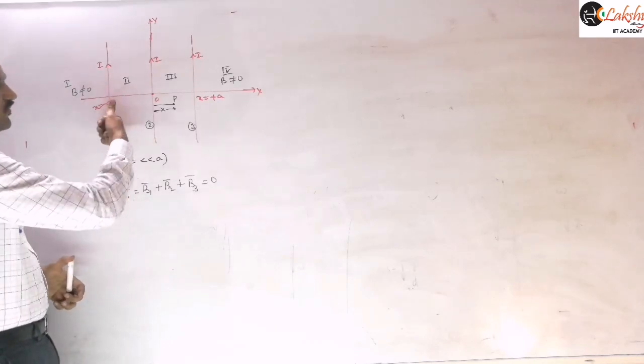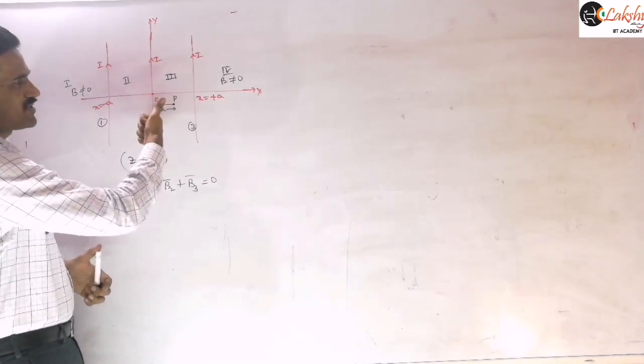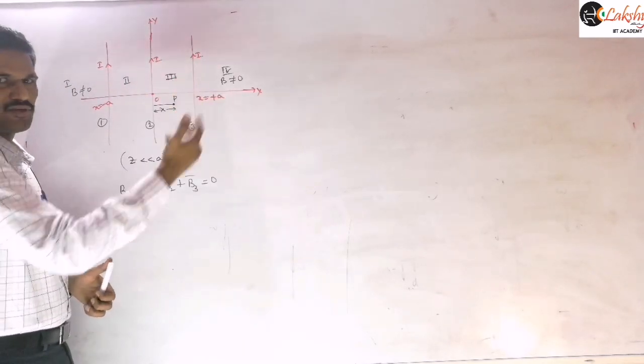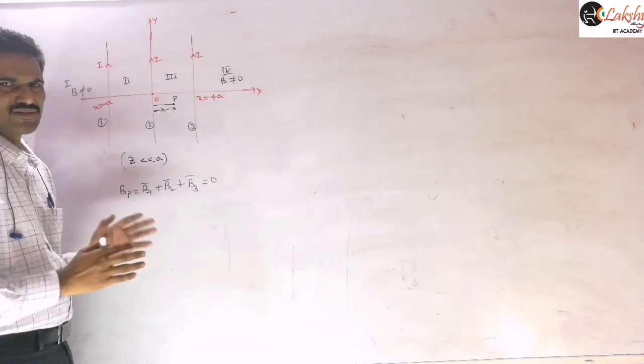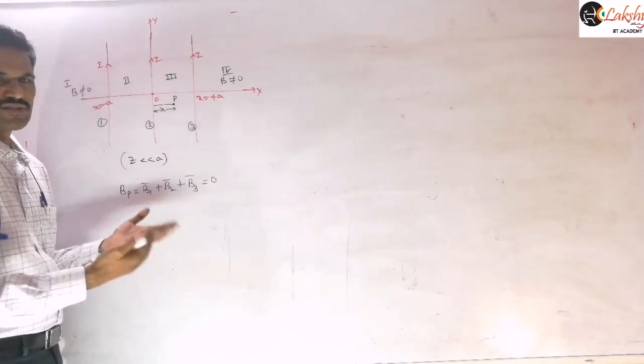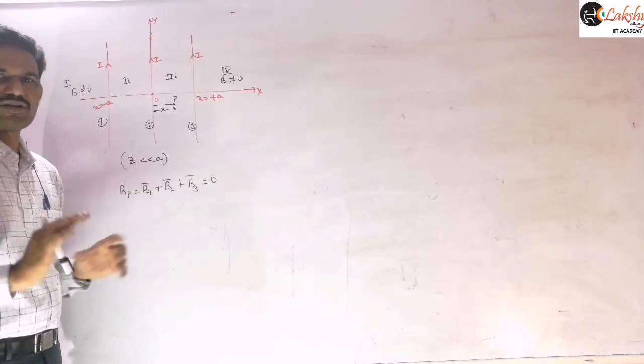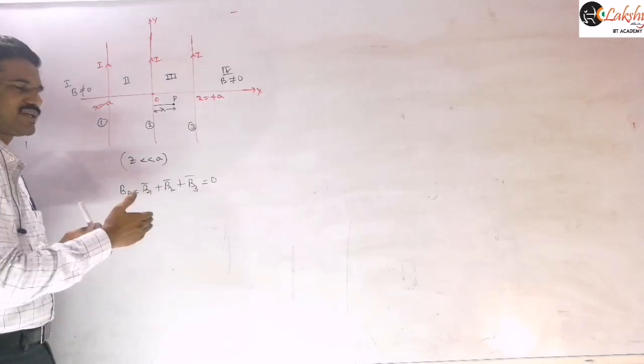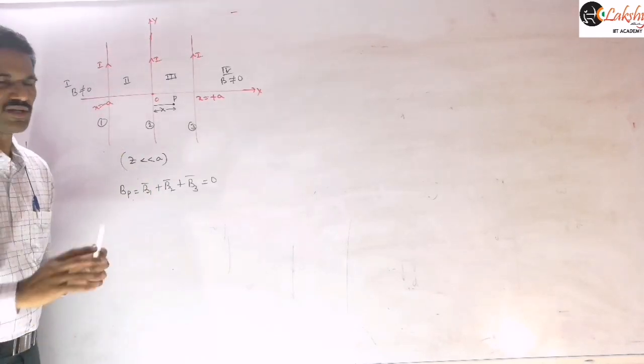Now these two fields will be inward, so let us take them as positive, and then this will be out of the plane, you may take that as negative. That is our choice there. Whether you take inwards as positive or outwards as positive, that is completely your choice. If one is taken as positive, then automatically the other will be negative.